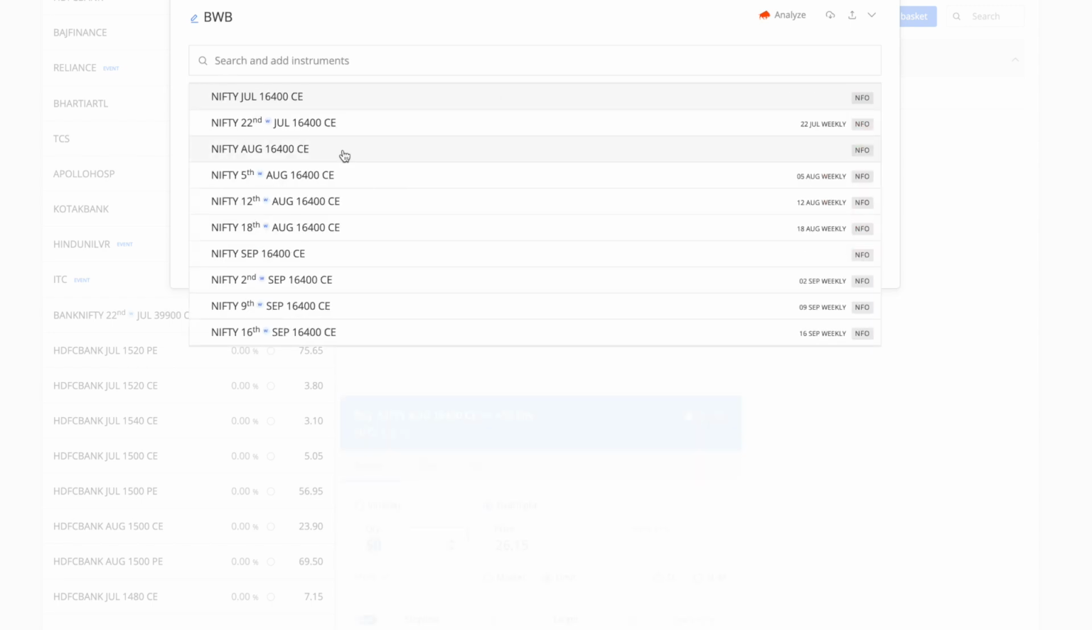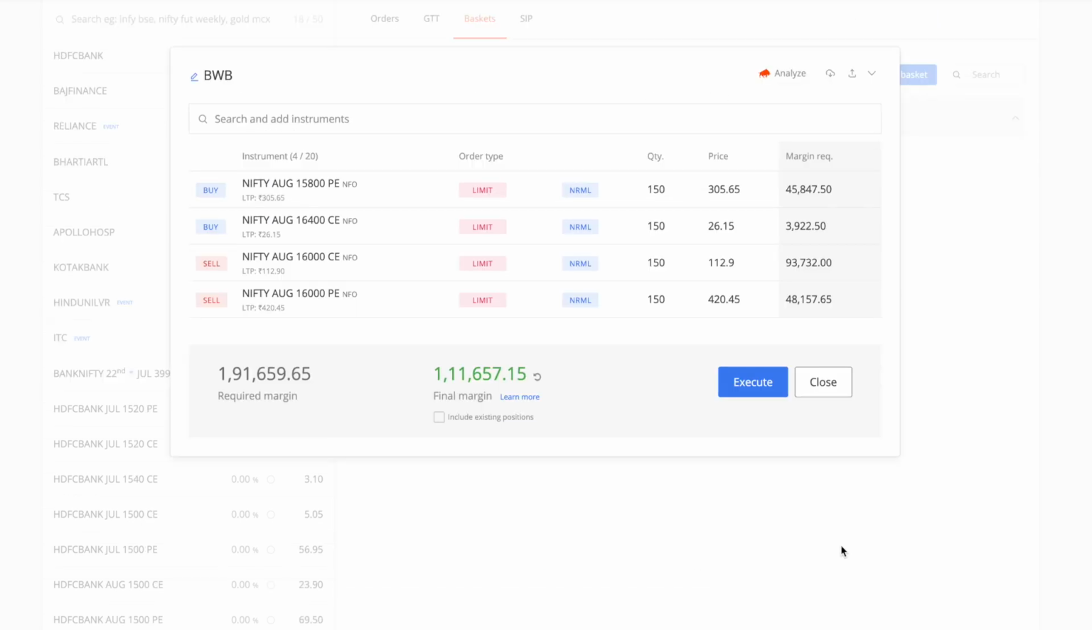Now let's look at the margin requirements. The final margin required for the above setup is about rupees 1.2 lakh and the required margin can be anywhere between rupees 2 lakh and rupees 4.5 lakh depending on which leg of the trade you initiated first.